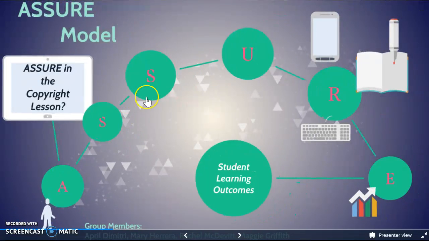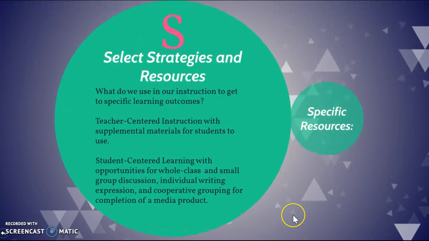Okay, so the third part of the ASSURE model, strategy and resources. How do we use it in our instruction to get specific learning outcomes? Okay, so to meet those outcomes, there are various strategies that we implement. The teacher-centered instruction with supplemental materials for students to use. This is in the Prezi PowerPoint that we present to them, that they get all the information, and then with the Google handout, they get supplemental information. And then by doing this, they're also seeing how a presentation can be used through Prezi as well.